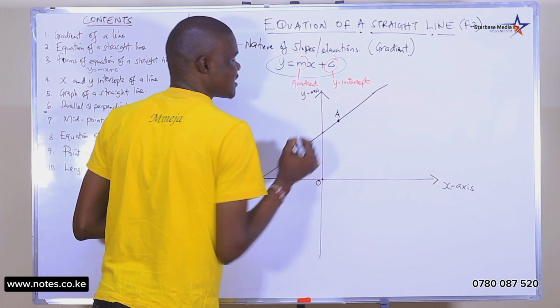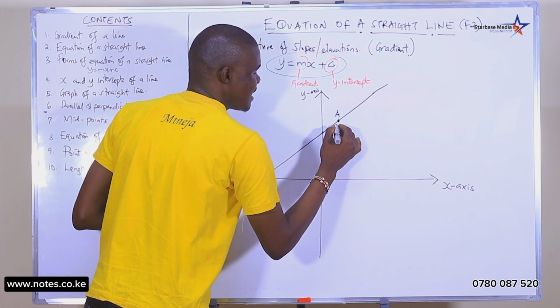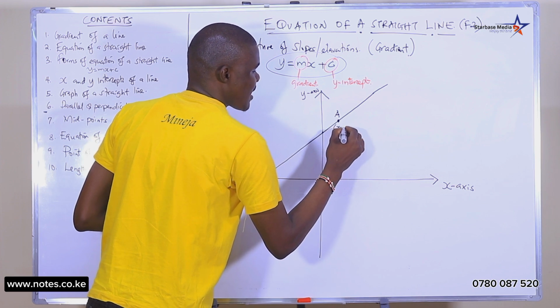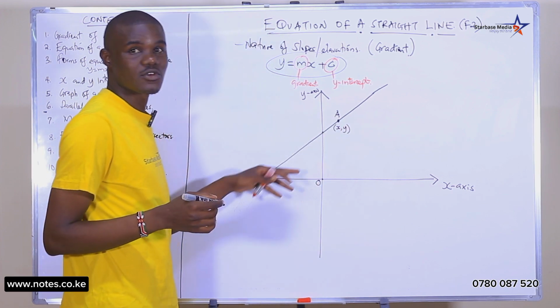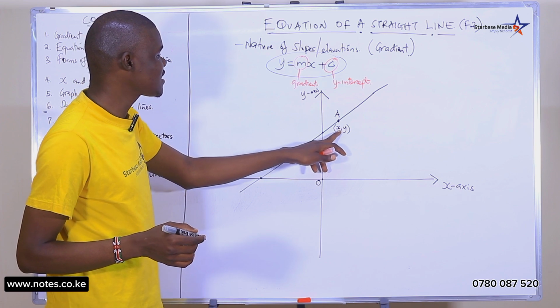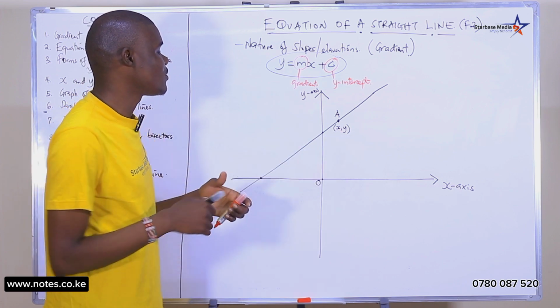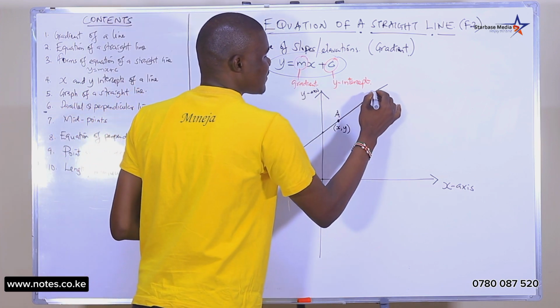On a Cartesian plane, we give points by referencing them as x, comma, y. That is how we reference points on a Cartesian plane. You start with the x value and then you go to the y value. Then let us get another point on the line, B.